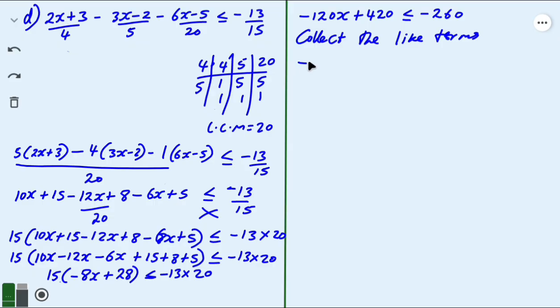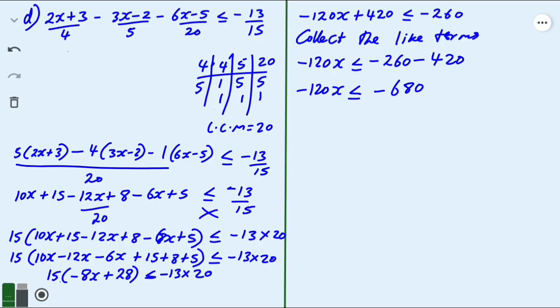So we have minus 120x less than or equals to minus 260 minus 420. Don't forget plus 420 crossing the inequality sign is going to change to minus. So we have minus 120x less than or equals to minus 680.